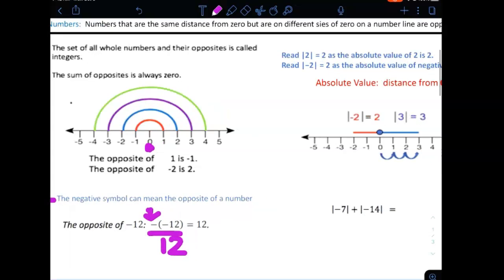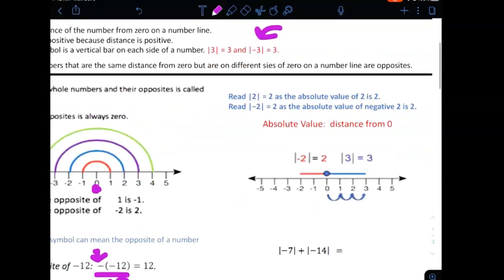Okay. We're also going to, well, we did talk about absolute value, distance from 0. So here we have our little marks with our number on the inside. Okay. That changes everything to positive. And since distance is always positive, if you see that, all you have to do is change it to the positive version of the same number.